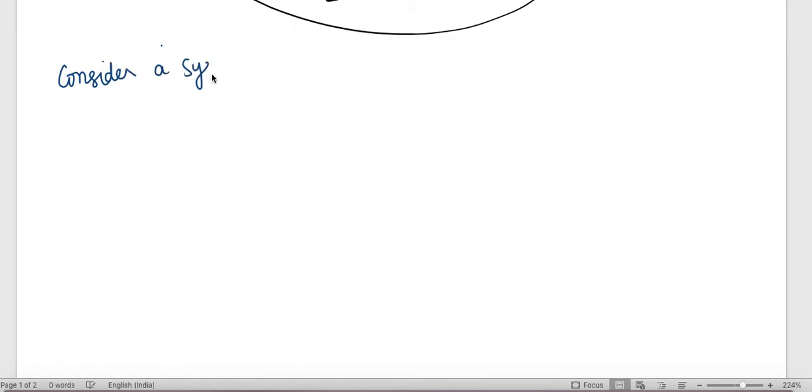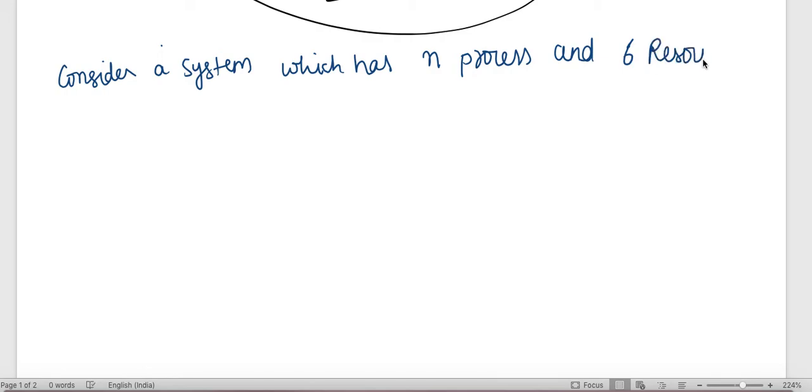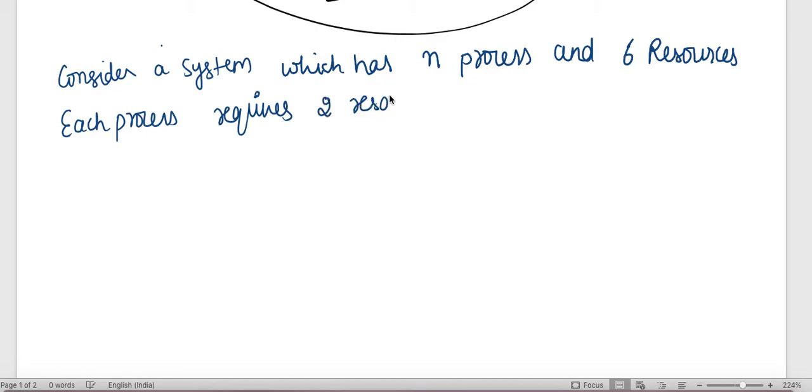Consider a system which has n processes and 6 resources. Okay, n processes and 6 resources. Now each process requires 2 resources to complete its execution.